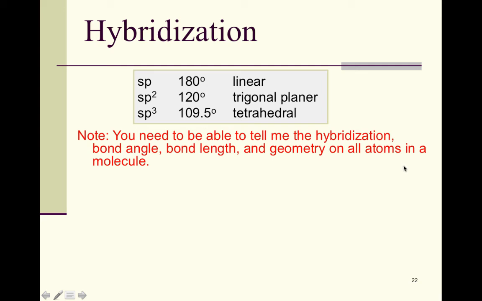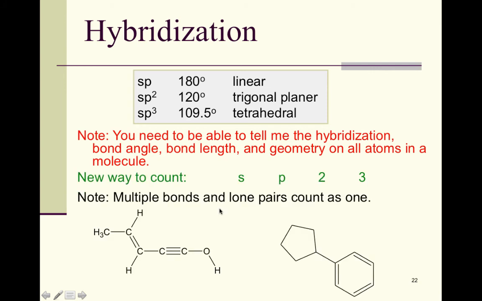You need to be able to look at a compound and tell me its hybridization, its bond angle, bond length, and geometry on all atoms in the molecule. So instead of you drawing out all those structures and all the molecular orbitals, sometimes you're just going to be given a structure or maybe a condensed structural formula, and you need to be able to tell me the hybridization around all of them. First of all, if something is only bonded with one bond, like halogens and hydrogen, there is no hybridization at all. So you're not going to be looking at that. You're only going to be looking at atoms that have two or more bonds.